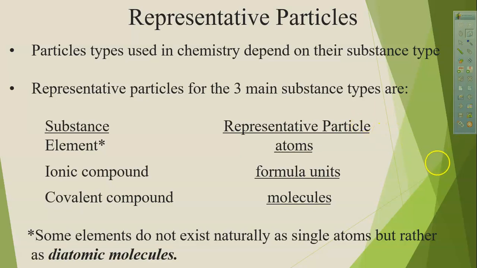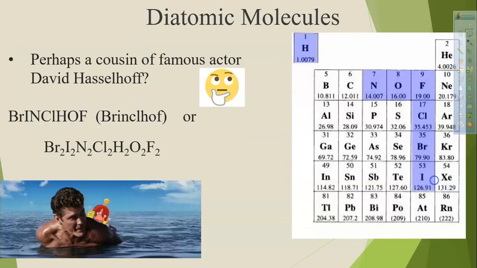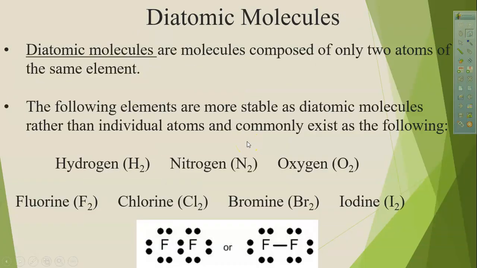Some elements don't exist naturally as single atoms, but they exist as diatomic molecules. Remember, those are the Brinkelhoff atoms. Those are the atoms that can't exist alone. Diatomic molecules are composed of 2 atoms of the same element. Diatomic molecules are these that are listed here: hydrogen, nitrogen, oxygen, fluorine, chlorine, bromine, and iodine. So all of these, when they're by themselves, they get a subscript of 2. And we talked about that when we were writing chemical reactions.